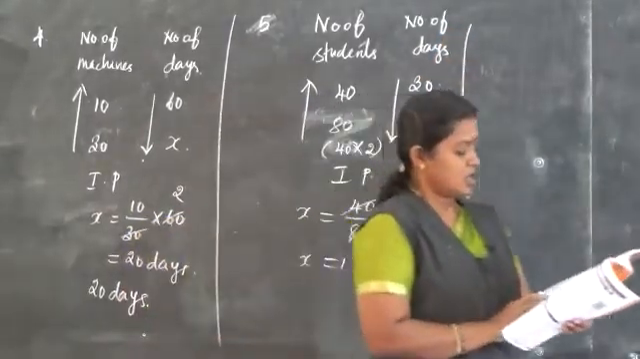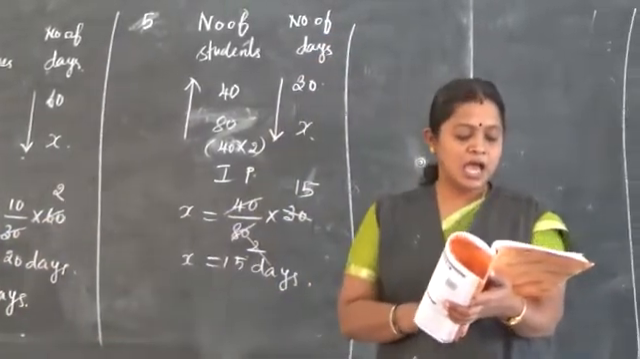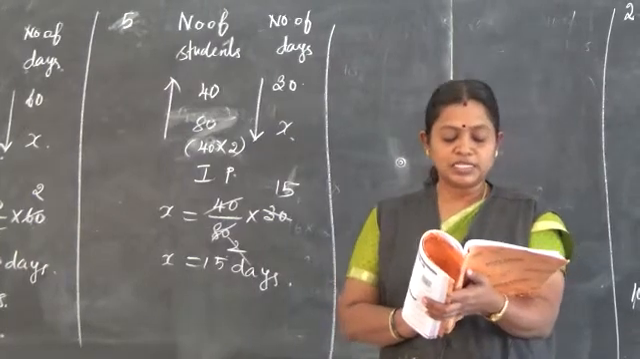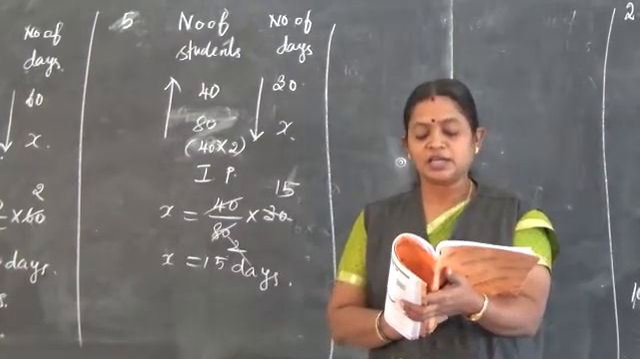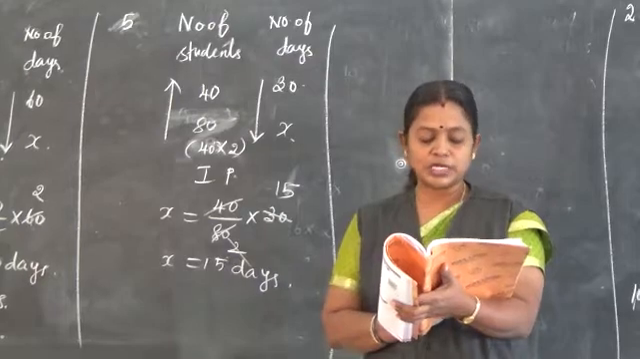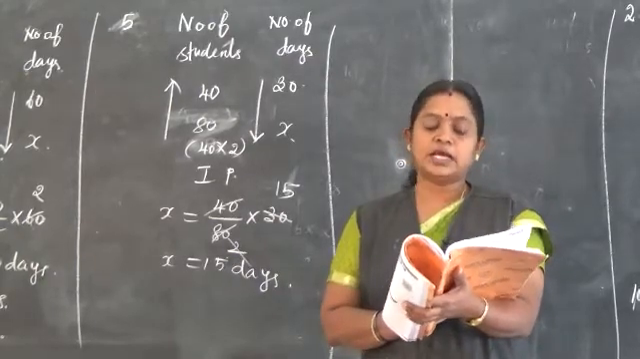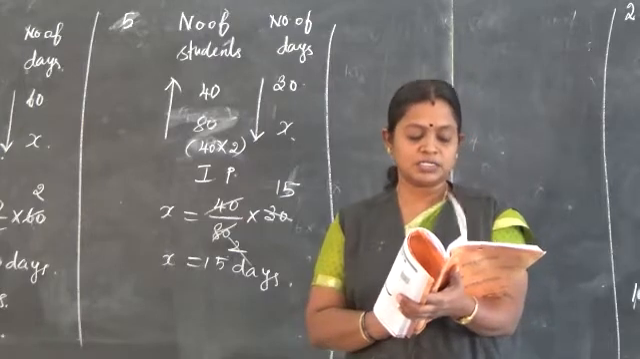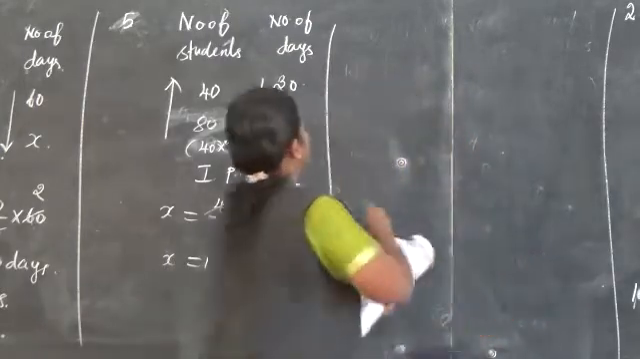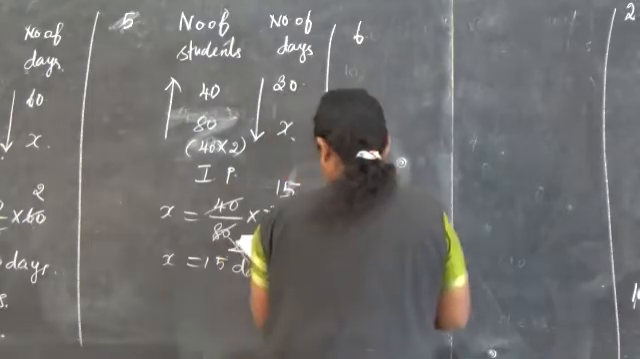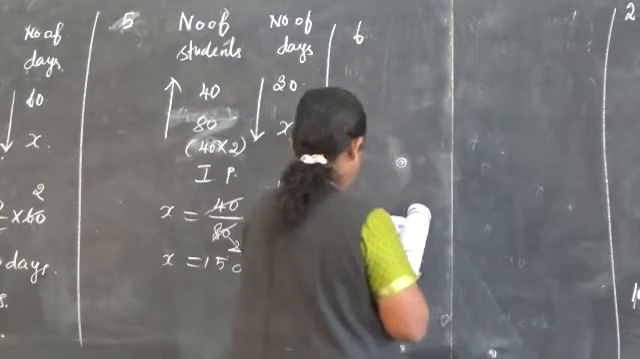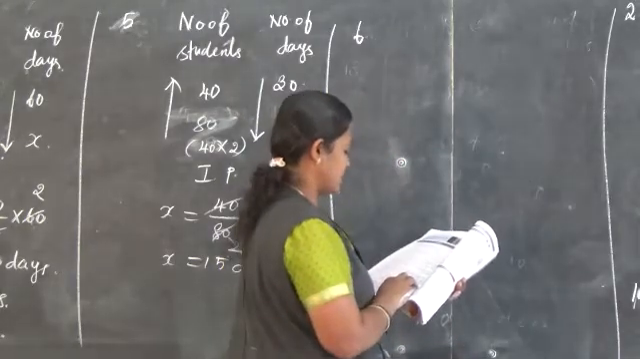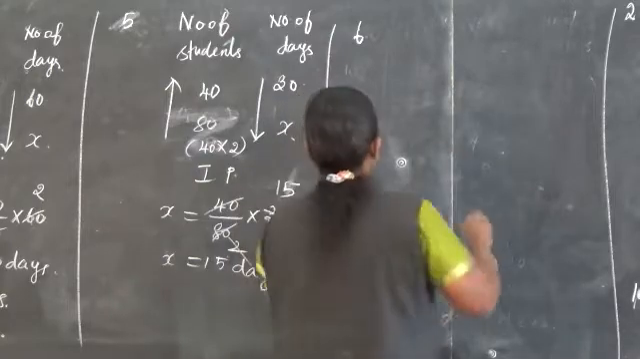Come to the sixth problem. Meena had enough money to send 8 parcels, each weighing 500 grams, through a courier service. What would be the weight of each parcel if she has to send 40 parcels for the same money? Same money. Now, how many parcels is she first sending? 8 parcels. Now the number of parcels is increasing.